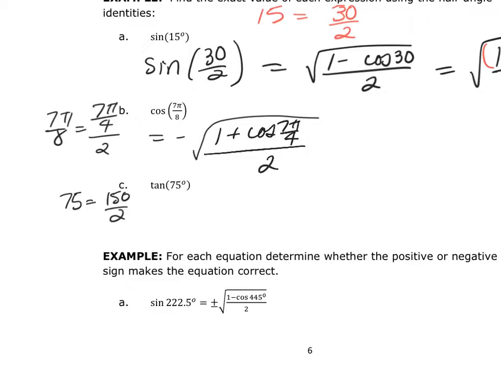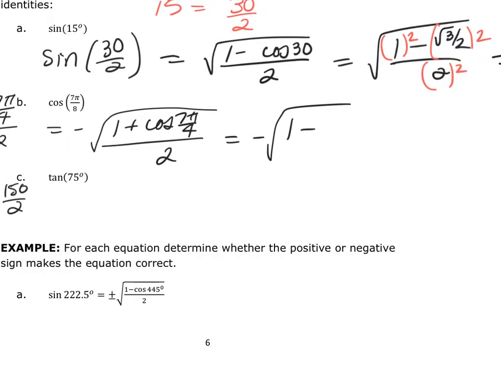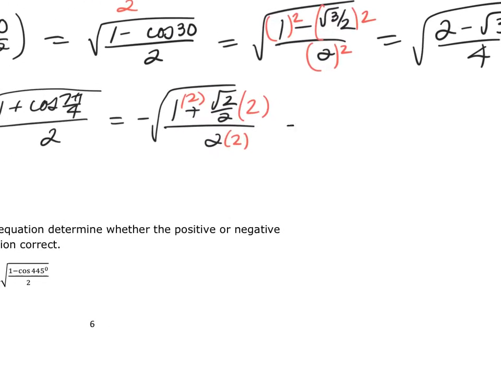So then this is going to equal the negative square root of 1 plus 7 pi over 4, where do I land? Which quadrant is 7 pi over 4 in? Quadrant 4. So what is the cosine of 7 pi over 4? Square root of 2 over 2. So it is going to be the square root of 2 over 2 divided by 2. Same common denominator is 2, so I multiply everything by 2. My final answer is going to be the square root of 2 plus the square root of 2 all over 2. I just skipped some steps because I need to finish the last one.